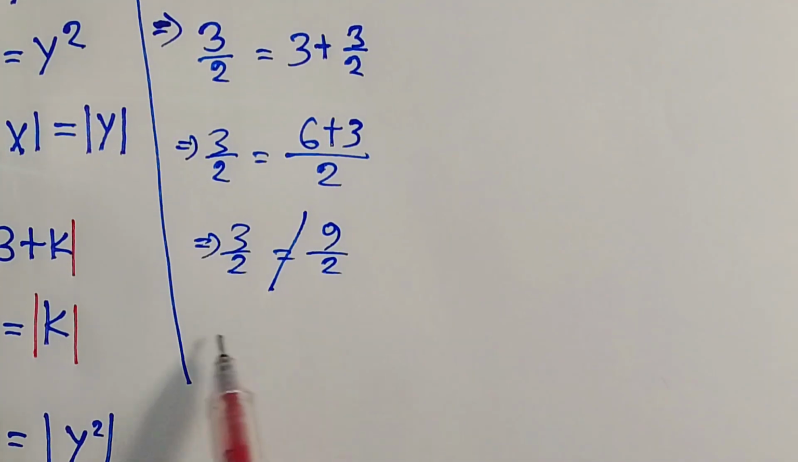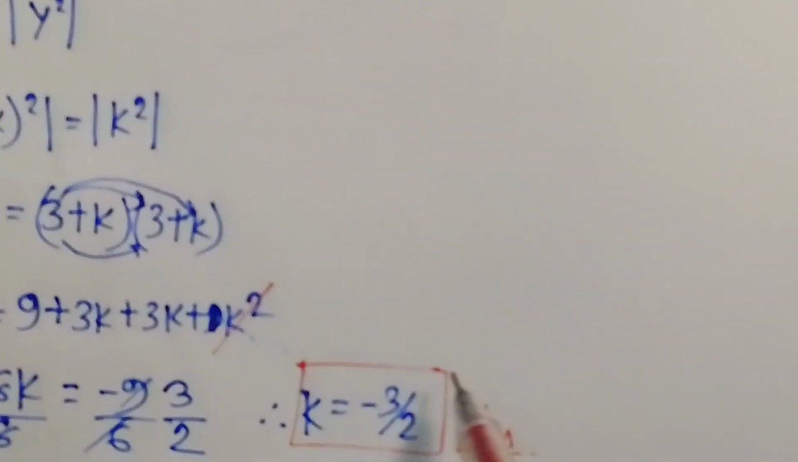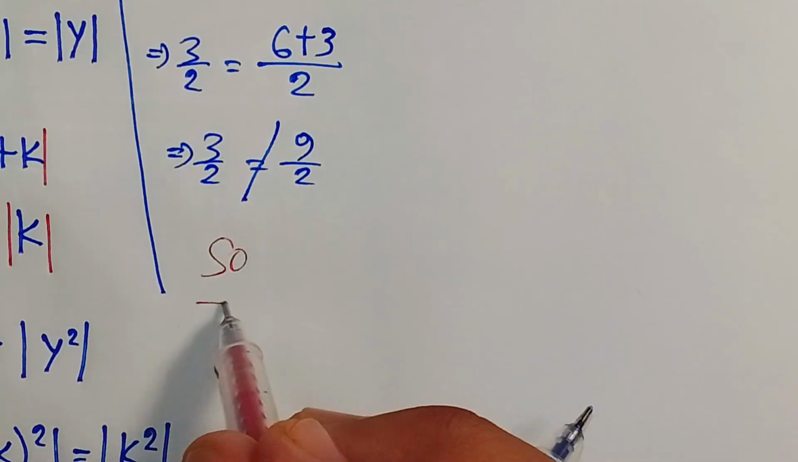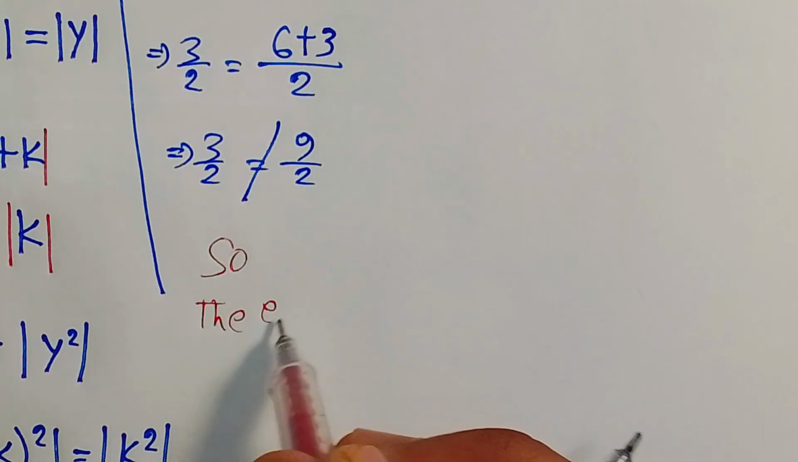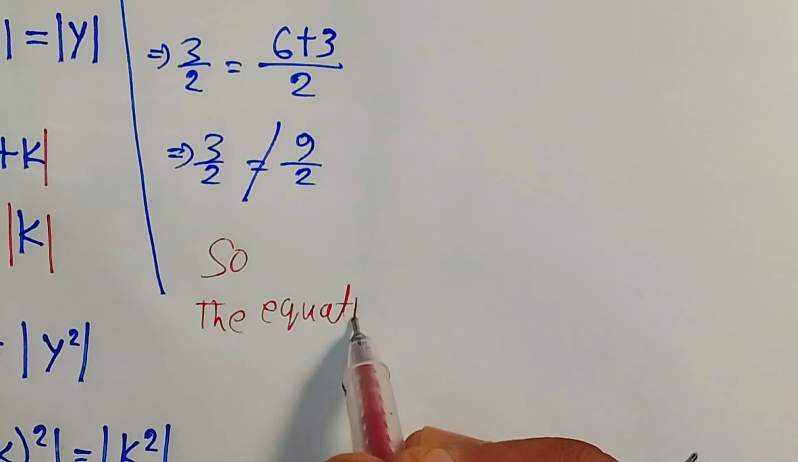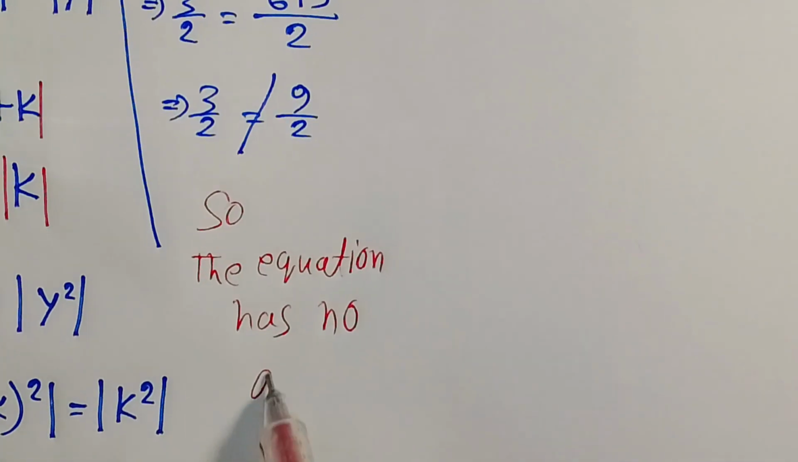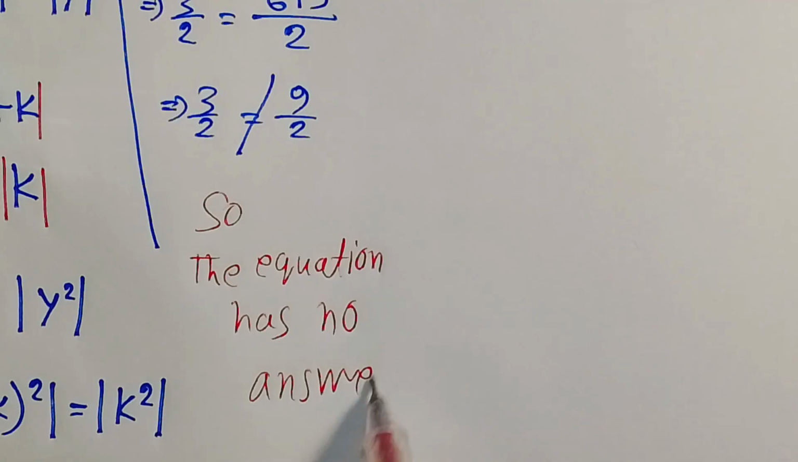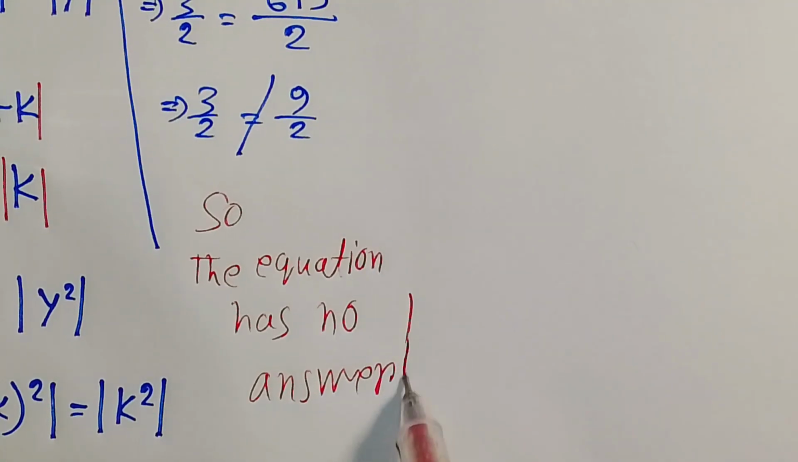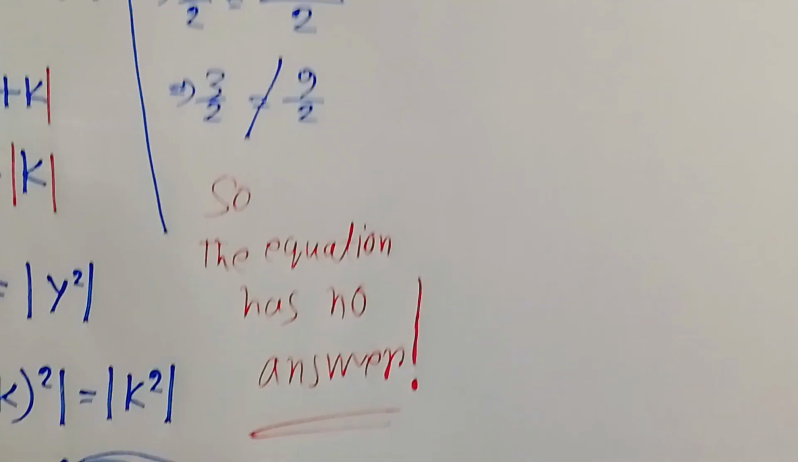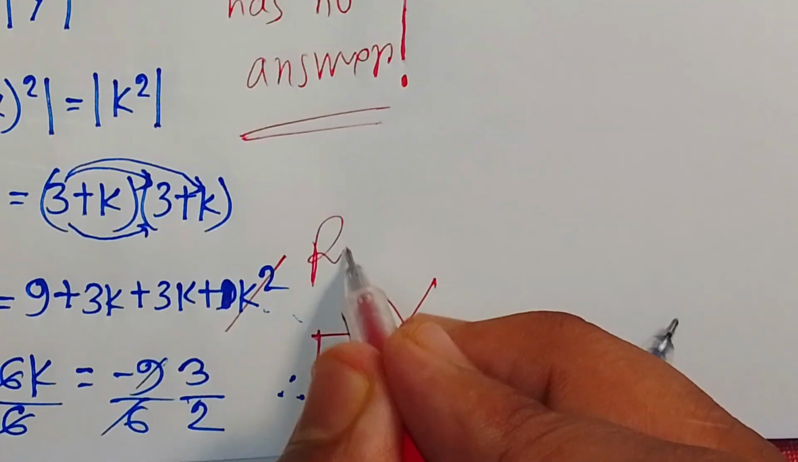So guys, this left hand side and right hand side are not equal, so this is not possible. So we are proving that the equation has no solution, no answer. So this math Olympiad problem has no answer and this value is rejected.